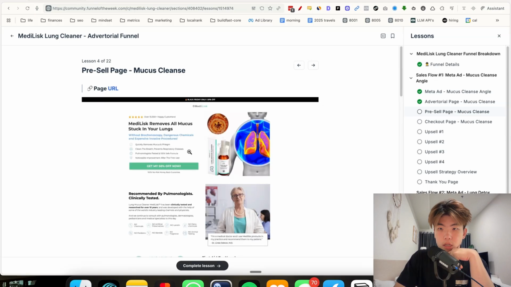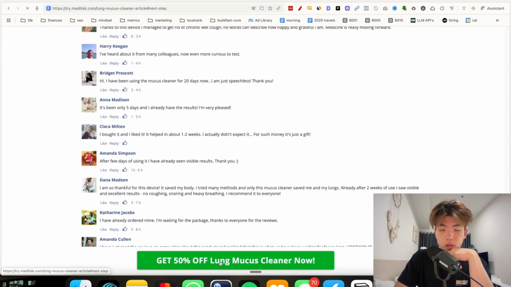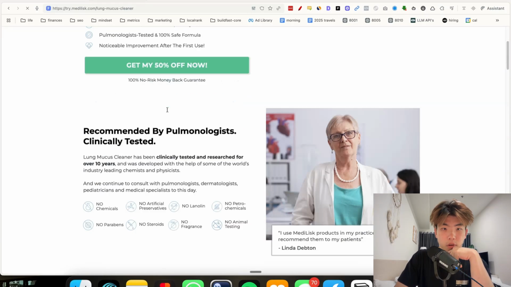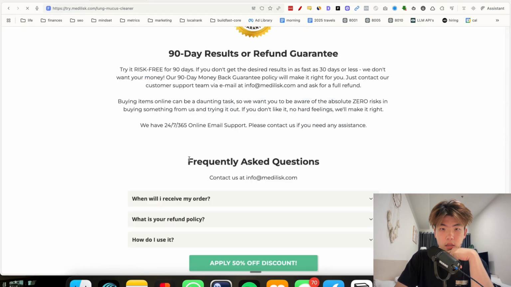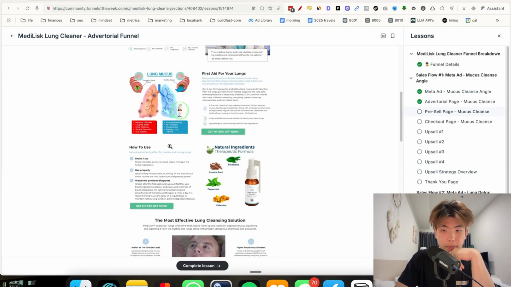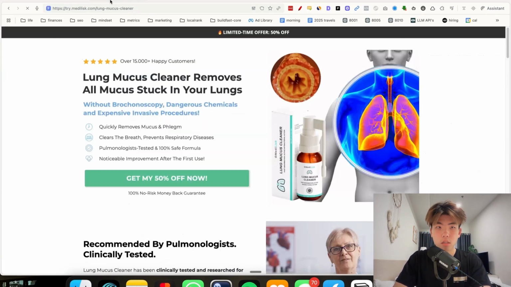Let's go to the pre-sale page. After they click on this, they have an offer here which is 50% off. This is not the actual checkout page, which is interesting. I'm actually not sure why they do it like this, where they go from the advertorial directly to this pre-checkout.